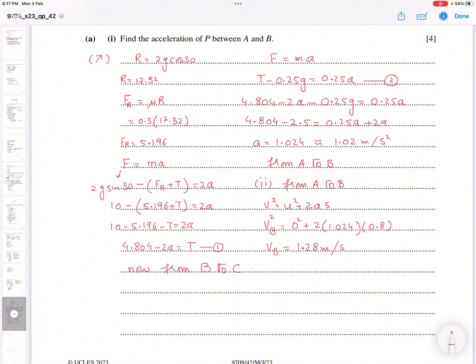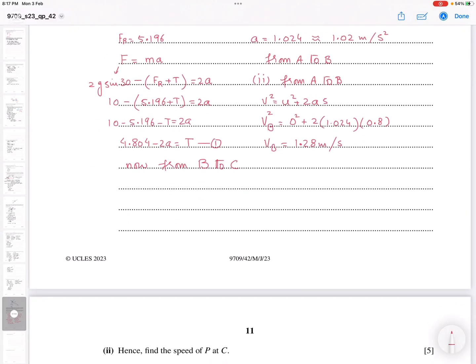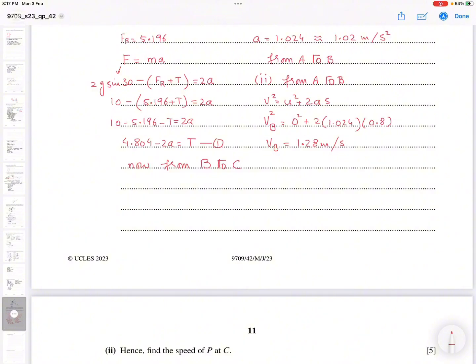Now from B to C, use the previous equation but without frictional force because the surface is smooth. From B to C the surface is smooth. So F is equal to ma, and my F is 2g sine 30 minus T is equal to 2a. So 2g sine 30 is 10, minus T is equal to 2a. This is my third equation.